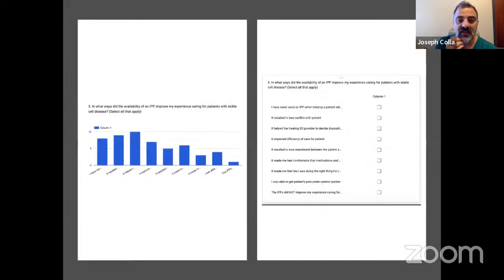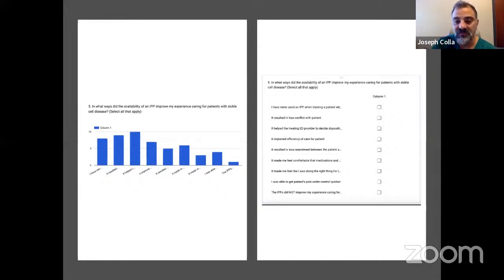This is a slide I kind of regret making it so small, but this was having the nurses check why they liked it so much. And the number 1, 2, and 3 reason was that it was, 1, less conflict with the sickle cell patient, and it resulted in faster dispositions, either to admission or not, and we have boarding issues, and improved the efficiency of care for the patient.